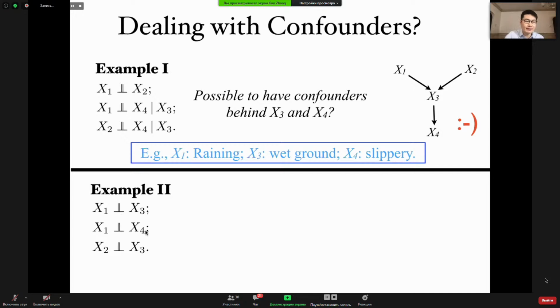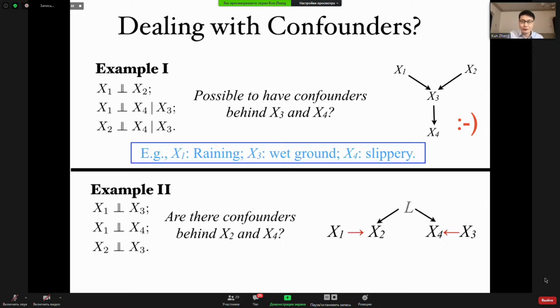Okay, example 2. 1 and 3 are independent, 1 and 4 are independent, 2 and 3 are independent. From this, you can immediately write down something, right? You know, 1 and 2 are adjacent, 1 and 4 not adjacent, 1 and 3 not adjacent, 3 and 2 are not adjacent. So basically we have this. For now, just ignore L, right? And now, do you think there's a confounder between x2 and x4? The answer is yes, there must be confounders behind x2 and x4.